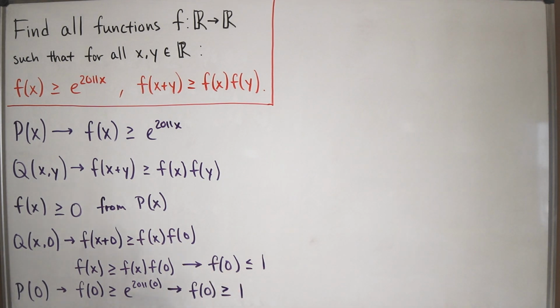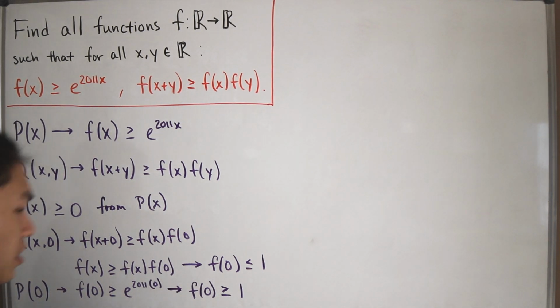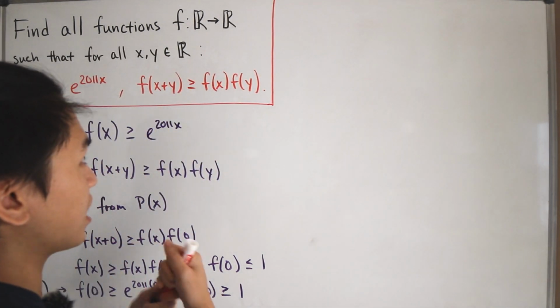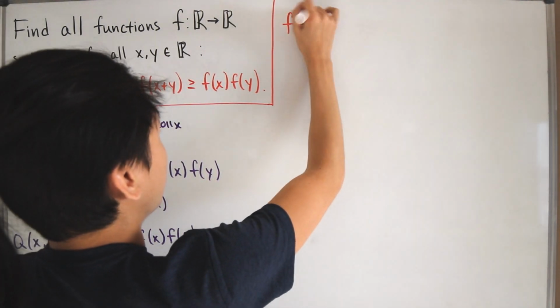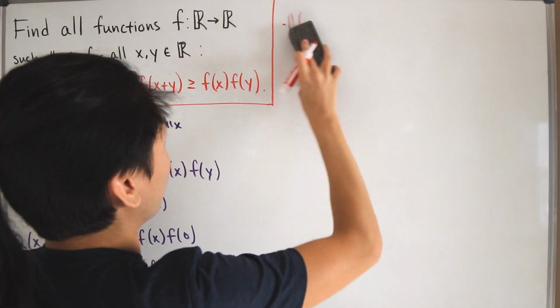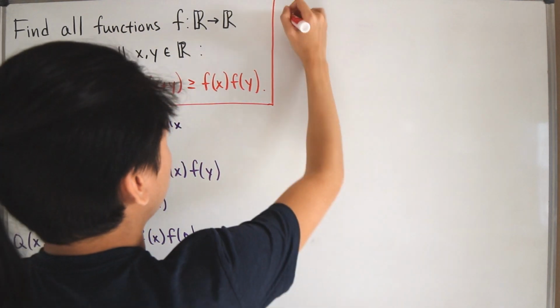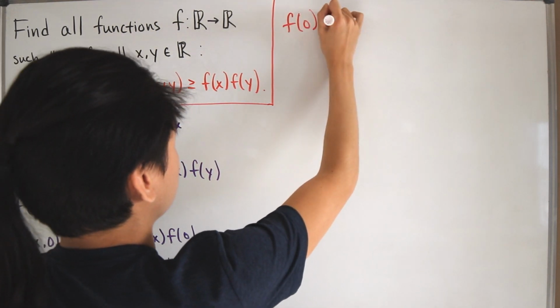So take a look at this. I have f(0) less than or equal to 1, and I have f(0) greater than or equal to 1. So what conclusion can we draw from this? We can actually give the implication and say that indeed f(0) is equal to 1. So that's going to be very important for the process up ahead.